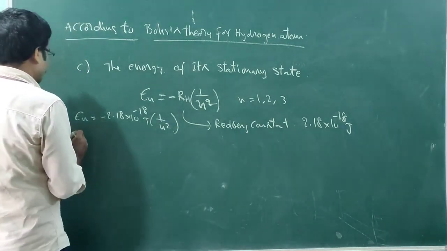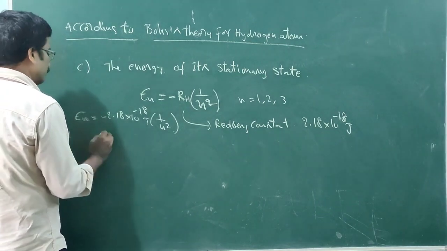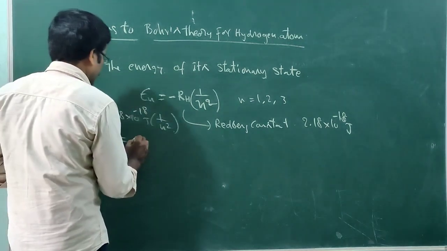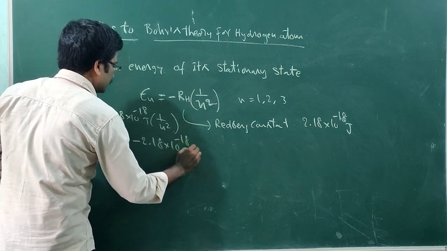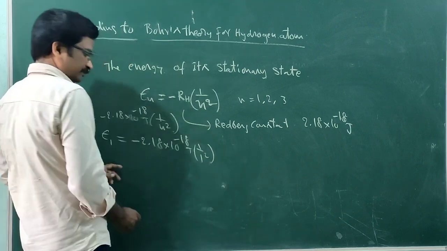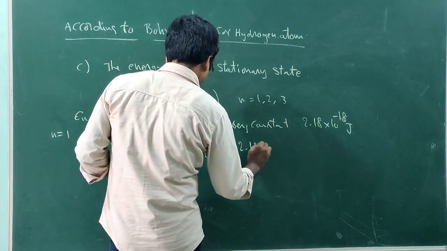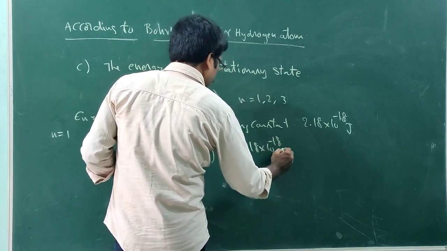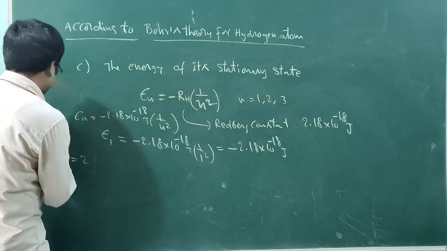For n is equal to 1, you may write like this. E1 is equal to minus 2.18 into 10 to the power of minus 18 joules, 1 by 1 square. You may write it like this: minus 2.18 into 10 to the power of minus 18 joules.